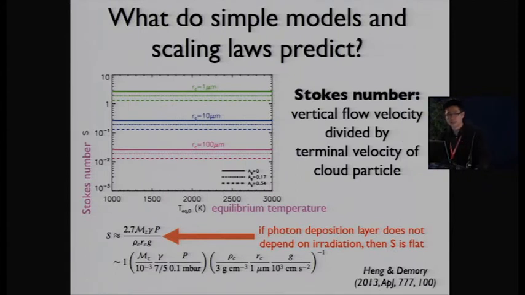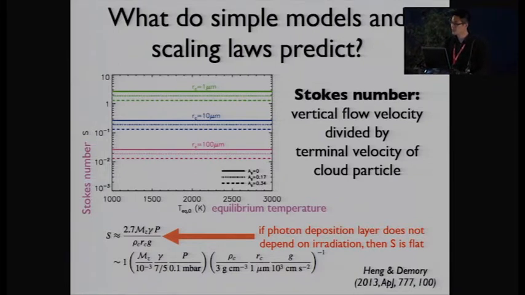Now, the next thing I want to address is what do simple models and scaling laws predict? So in the panel, I'm plotting something called the Stokes number. The Stokes number is the vertical velocity of the flow in the atmosphere divided by the terminal velocity of the particle, such that if this number is greater than 1, you expect the particle to be lofted in the atmosphere. The Stokes number has different regimes determined by something called the Knudsen number. The Knudsen number is a correction for non-fluid behavior in the atmosphere. It's not so interesting to explain it in detail, but most particles that you come across in typical pressure levels of an atmosphere will have Knudsen numbers much greater than 1.